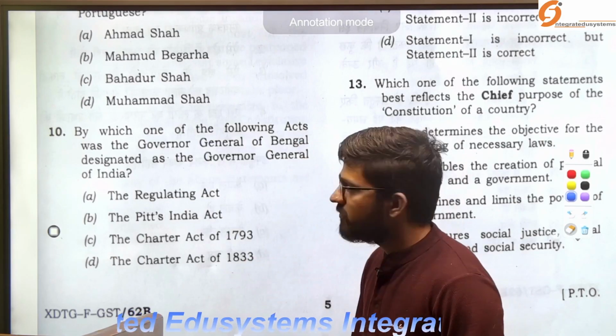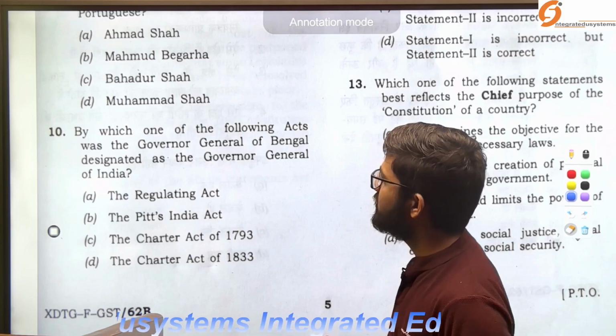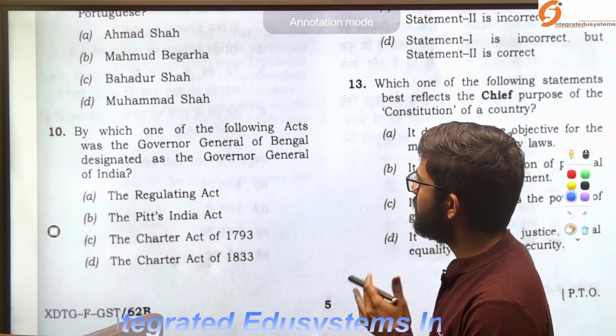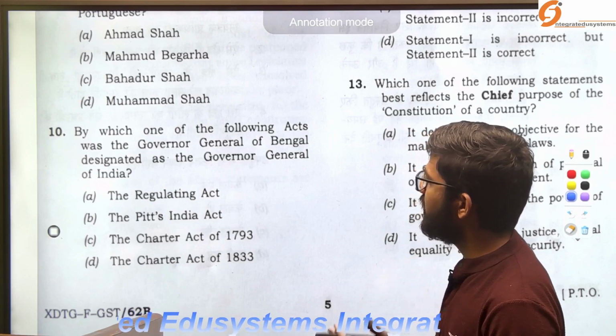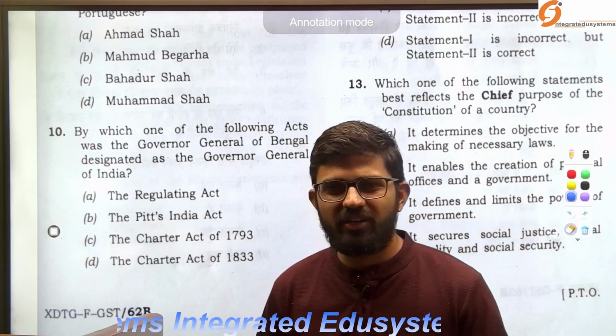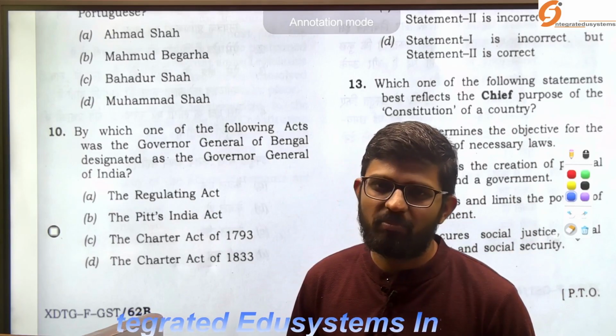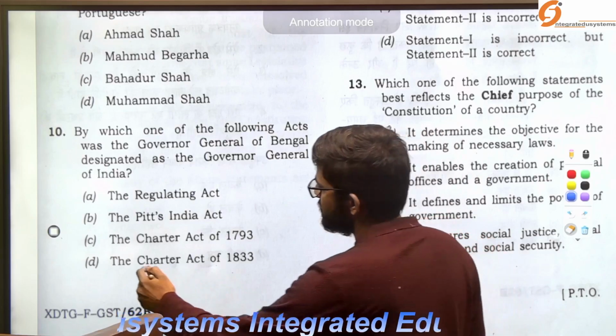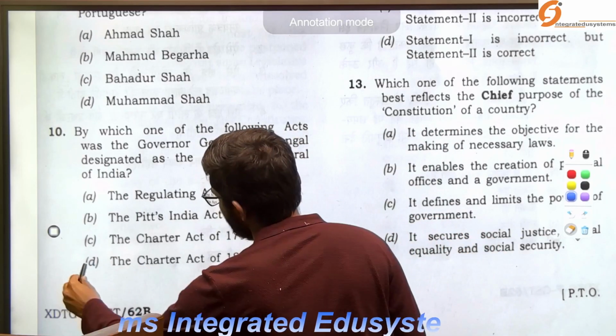As we understand, question number 10 is: by which one of the following acts was the Governor General of Bengal designated as the Governor General of India? It is a basic factual question that you get in the historical background chapter even of Laxmikant. So the answer is D, which is the Charter Act of 1833.